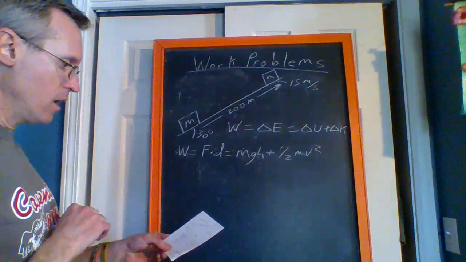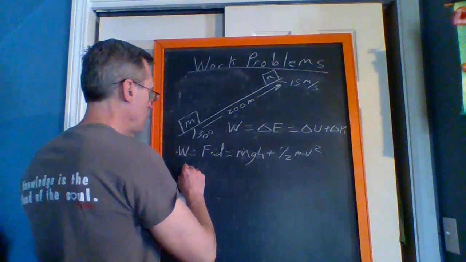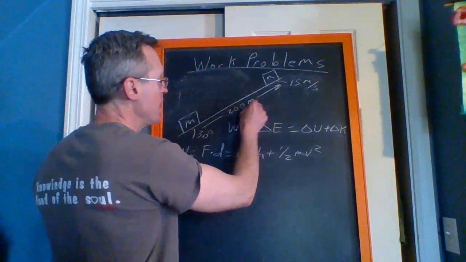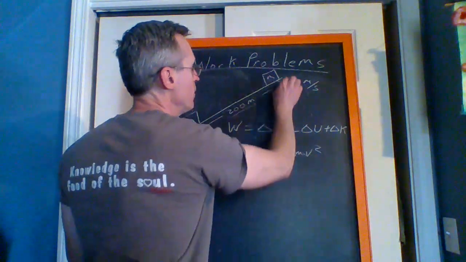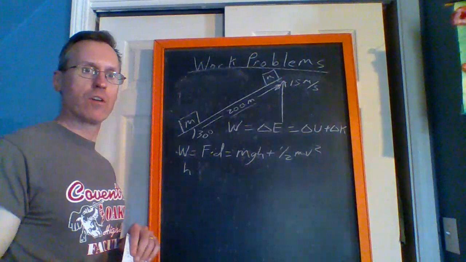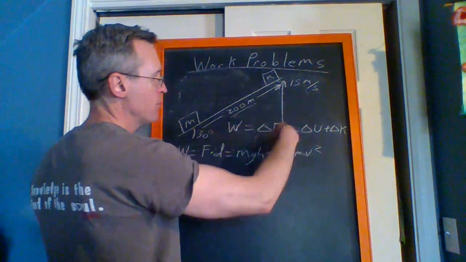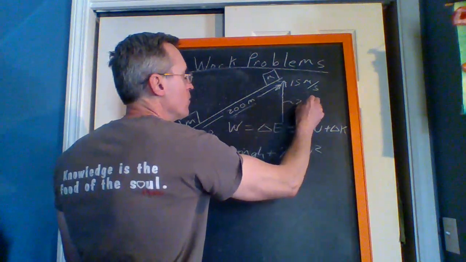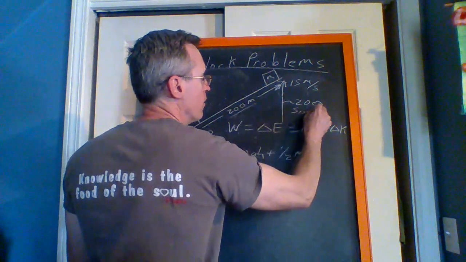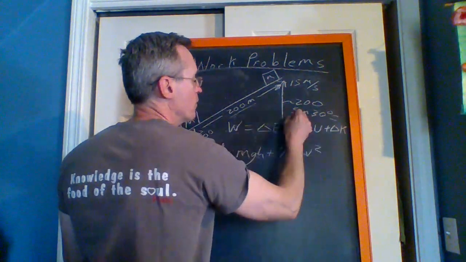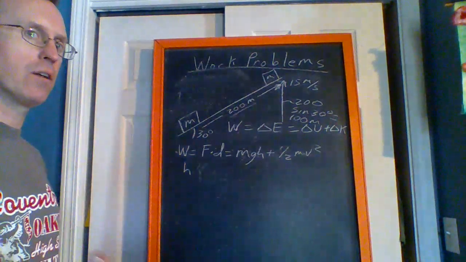Just be careful, because the h here is not 200 meters. The h is the height that it rose above the 0 point, and the 0 point is the ground. So this is going to be 200, which is this length here, times the sine of 30 degrees, which winds up being 100 meters. So it goes up a vertical distance above the ground of 100 meters.